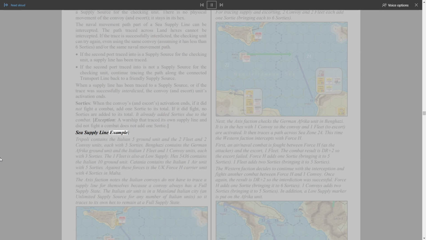See supply line example. Tripoli contains the Italian 5 ground unit, and the 2 fleet and 2 convoy units, each with 5 sorties. Benghazi contains the German Africa ground unit, and the Italian 1 fleet and 1 convoy units, each with 3 sorties. The 1 fleet is also at low supply. Hex 5436 contains the Italian 10 ground unit. Catania contains the Italian 1 air unit with 5 sorties. Against these forces is the UK Force H carrier unit with 4 sorties in Malta.